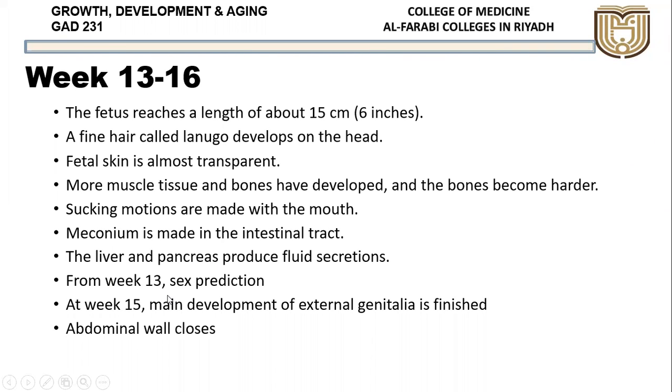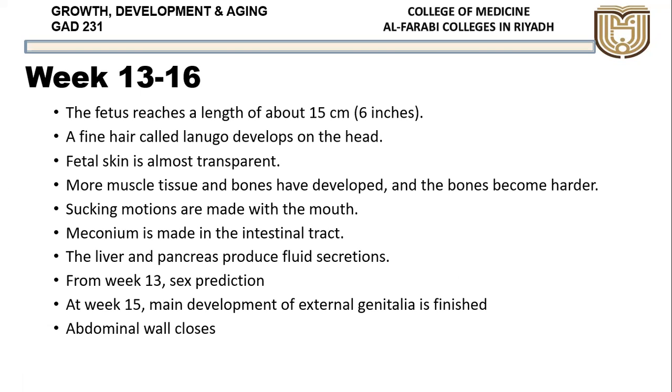From week 13, you can start predicting the sex, but it will be much more clear at the 15th or the 16th week, when the main development of the external genitalia is finished. If you do an ultrasound, especially at the 16th week, which is usually when we recommend the pregnant lady to do her ultrasound, you can easily identify the external genitalia and external features, and you can make out whether it is a male or a female.